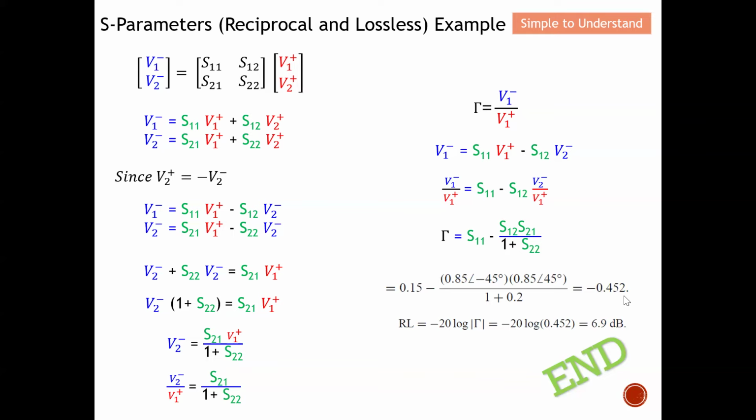So from this example, I have done 4 tasks. First, I determined whether the network is reciprocal. Next, I determined whether the network is lossless. And then after that, I terminated the load with a matched load and found my return loss. And last but not least, in this example, I terminated my load with a short circuit. And again, from here, I calculated my return loss.